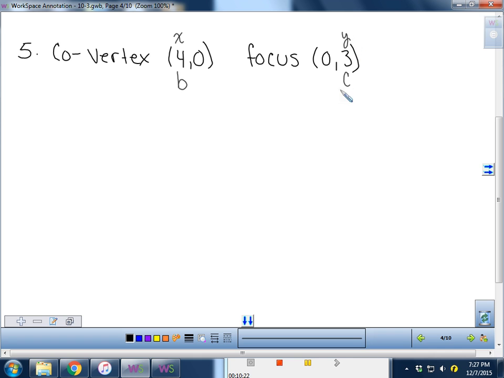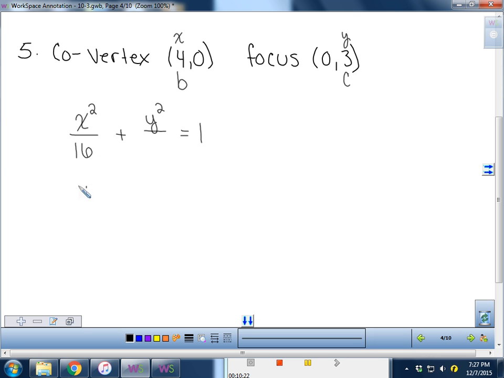Now I know that the focus is always on my major axis, so that means that my A, when I find it, will be with the Y. Focus and vertex kind of go hand in hand there. So I know I'm going to have x squared over something plus y squared over something is equal to 1. Now I already know that the B is 4, and that's in the x spot, so I'll square that. That gives me 16. But I still have to find my A.